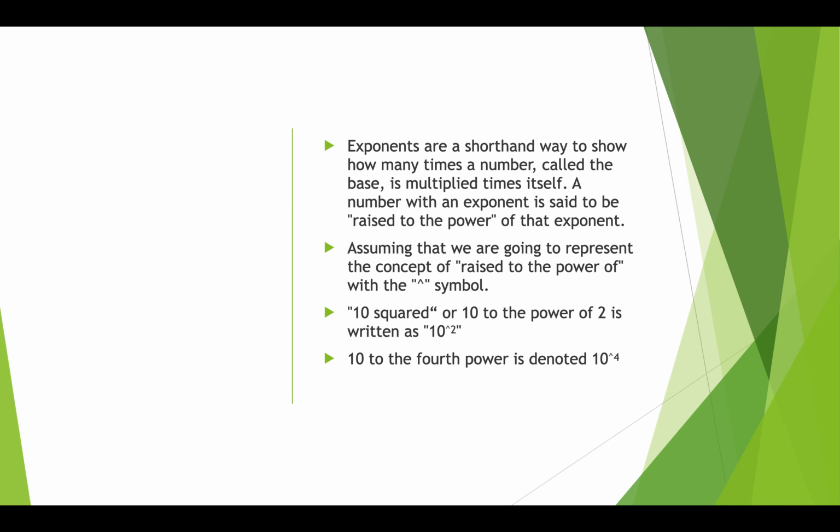Exponents are the shorthand way to show how many times a number called the base is multiplied by itself. A number with an exponent is said to be raised to the power of that exponent. Assuming that we are going to represent the concept of raised to the power of with the caret symbol, 10 squared, or 10 to the power of 2, is written as 10^2. 10 to the fourth power is denoted 10^4.